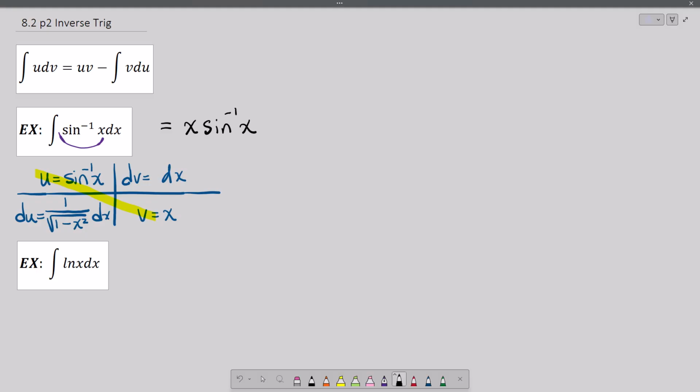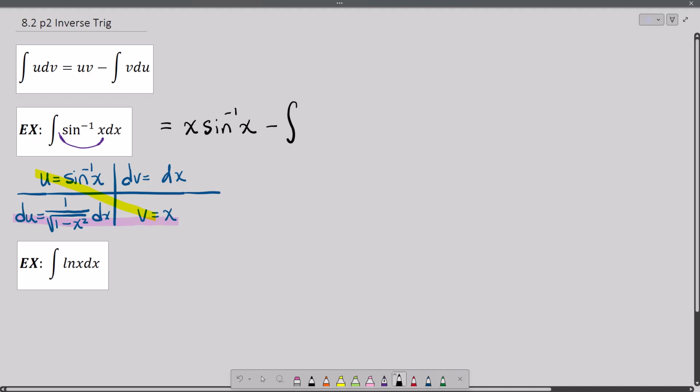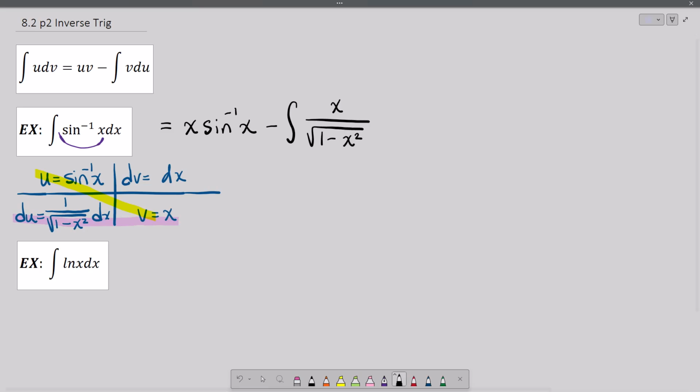There's our ultraviolet. That's UV. Minus the integral of voodoo. And voodoo is always going to be this bottom row right there: V du. So if you do it the same way every time, you're going to get some good muscle memory on how this all fits together. And our voodoo includes the dx right there. And that's where we're at.